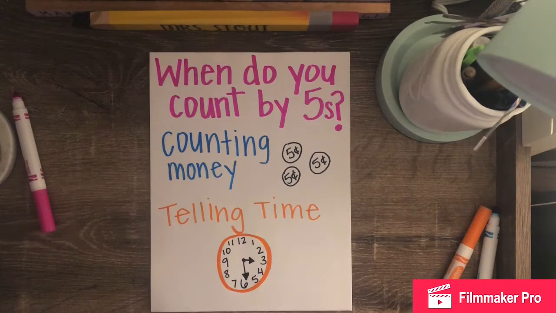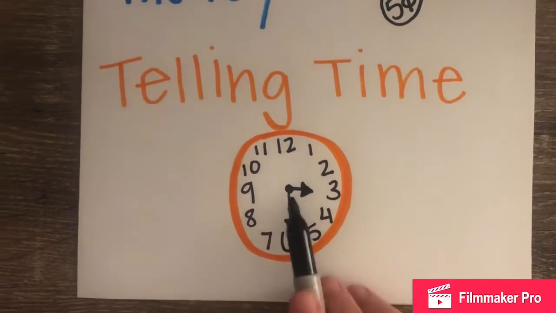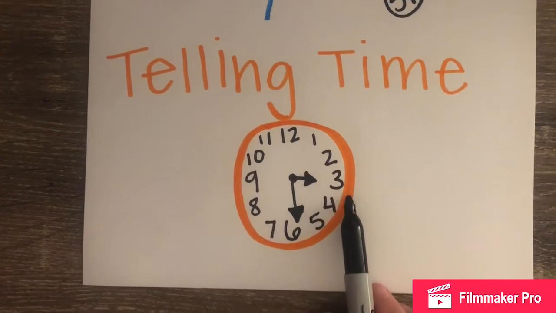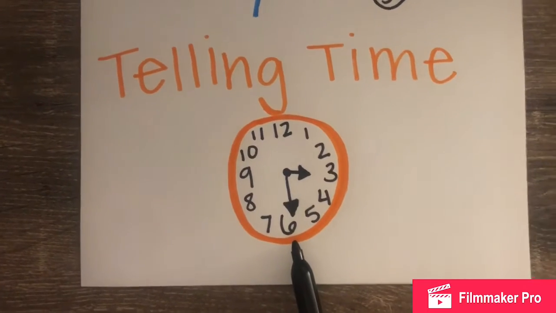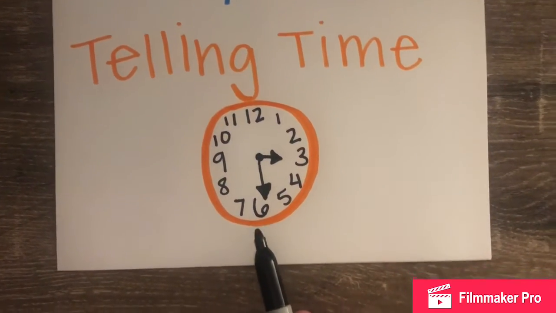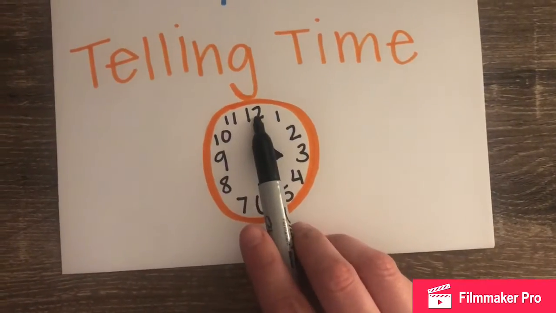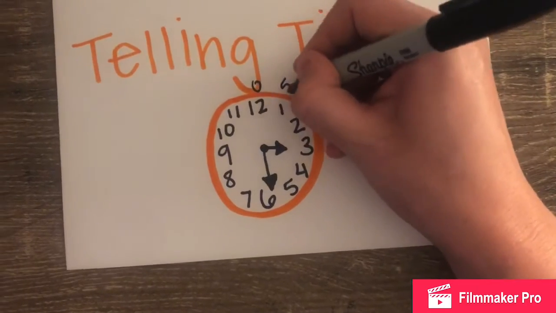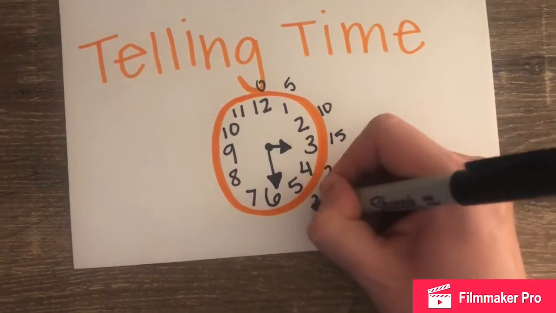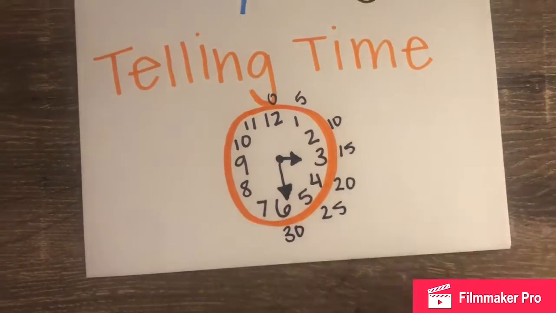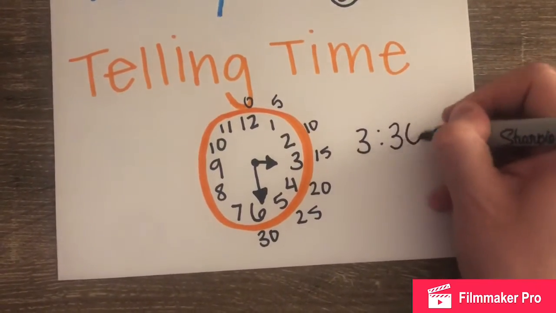Telling time is another time that we count by fives. Let's look at this drawing. To tell the time, I look at the hour hand first, my hour hand is pointing to the 3. But for the minute hand, my minutes are not 6. I need to count by fives to figure out how many minutes. So I would start at 12. So 0, 5, 10, 15, 20, 25, 30. Our time is 3:30.